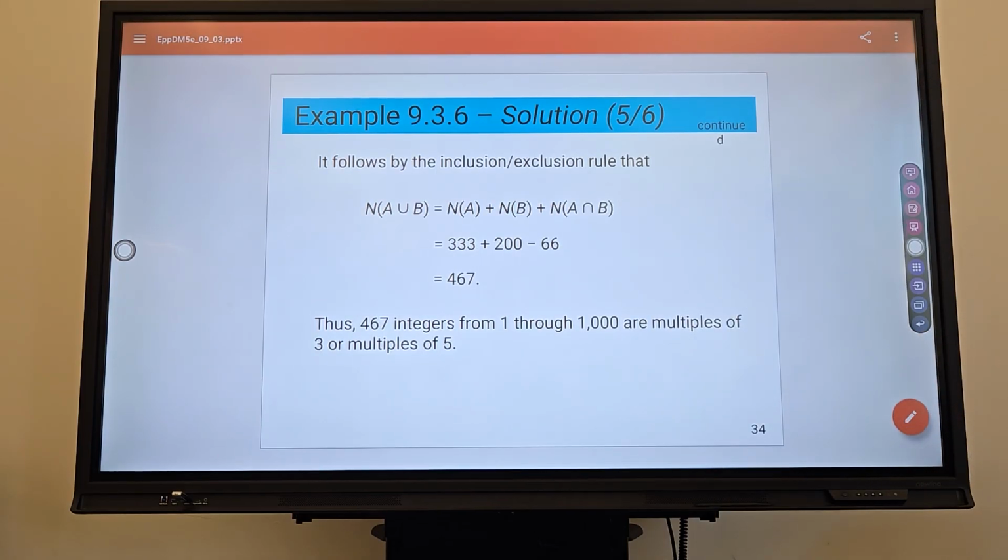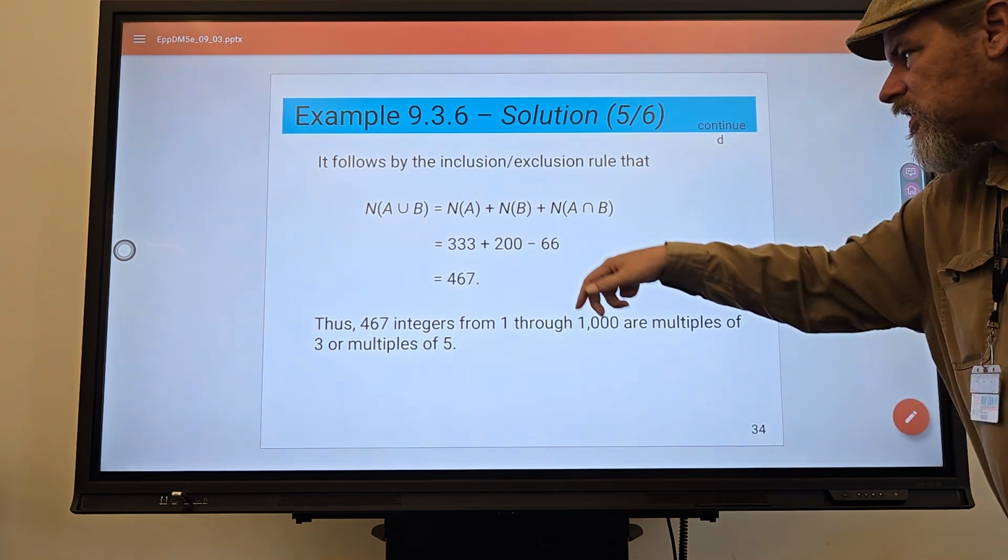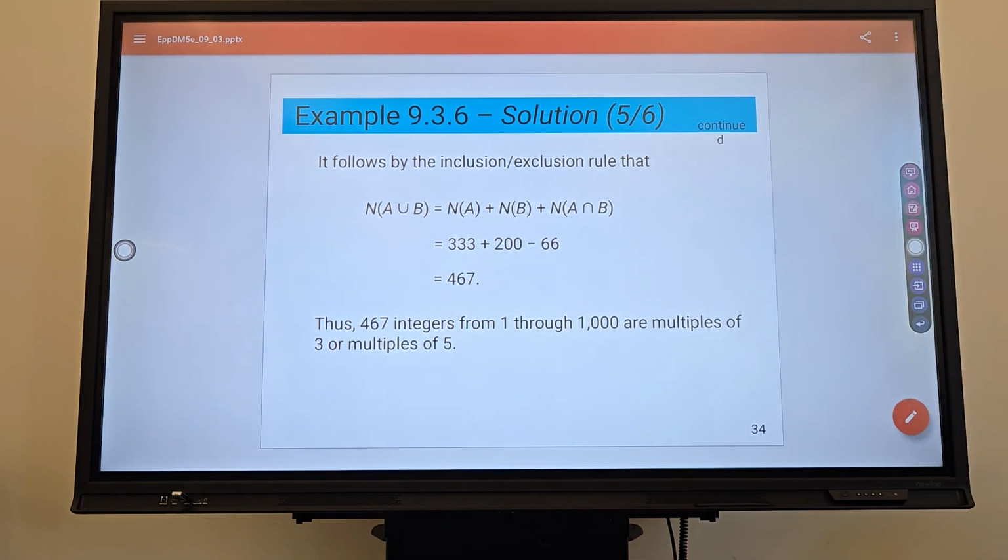So it follows by the inclusion-exclusion rule that the number of elements in the union of A and B equals the number of elements in A plus the number of elements in B minus the number of elements in A intersection B, which is equal to 467. So there are 467 integers from 1 through 1,000 that are multiples of 3 or multiples of 5.